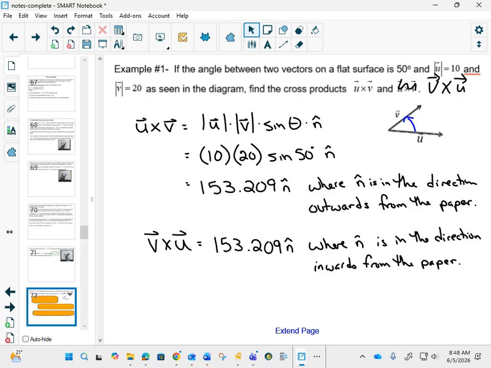And V cross U, of course, would be exactly the same numbers, but that would be in the direction into the paper. And if you want to practice your right-hand rule, U to V, oh, that one I can do. Or if you follow the curve of the fingers, that's perfect. Yeah, you can curve your fingers.